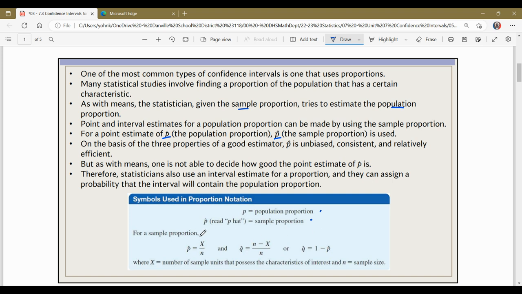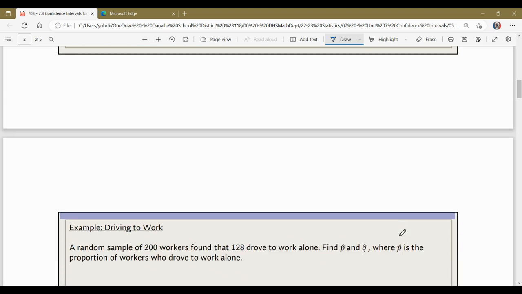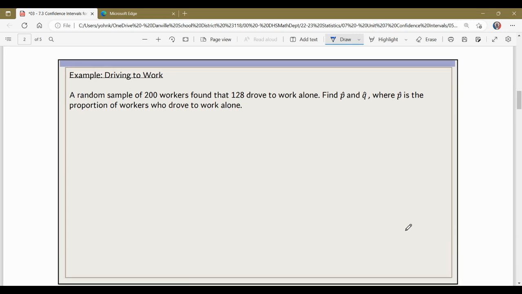You can calculate the sample proportion P hat by taking X and dividing by N. X is the number of people in the sample who have a specific characteristic, and N is the total sample size. Just like getting P hat, we can find Q hat by subtracting from 1. So keep in mind that P hat and Q hat, if you add them together, equals 1. So we can never actually say what that P is going to be, but we can make an estimate.